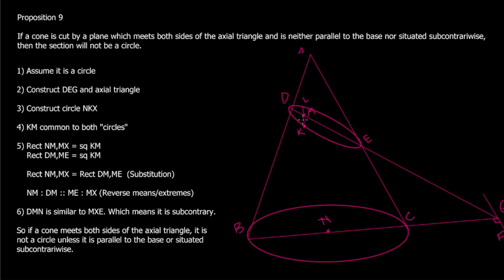But anyway, this is now parallel to the line FG, because FG was already constructed so that it's perpendicular to the axial triangle. And since FG is in the plane of the base, BC, it's also parallel to the plane of the base. Now let's draw another line through M.